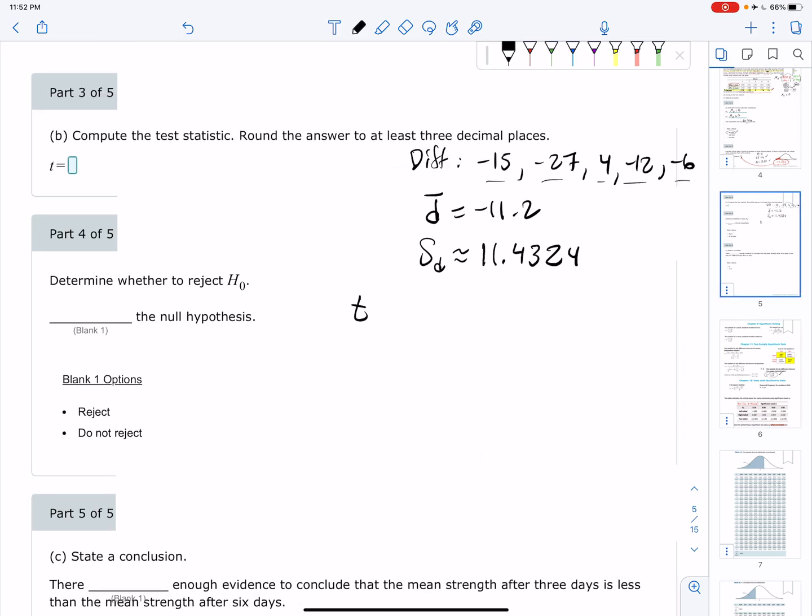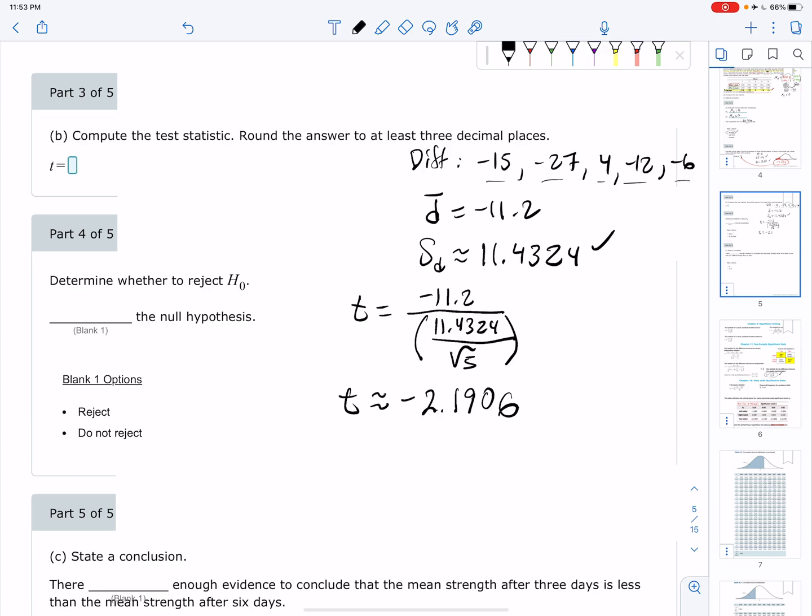And it's really not too bad. Well, we did have to find those values, but those values were not bad when we used Alex's statistical calculator. So we put in our d bar, which is negative 11.2 minus 0, so don't worry about that, divided by my sample standard deviation of the differences, which was 11.4324, divided by the square root of the sample size, 5. I put that in my calculator, and I get a test statistic of approximately negative 2.1906.